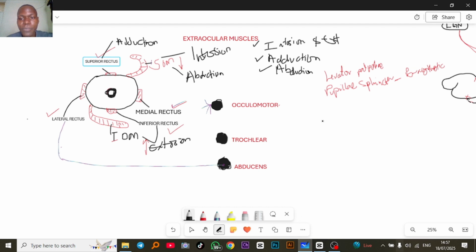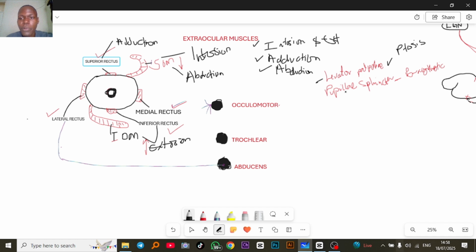In addition, I talked about the levator palpebrae. This one is supposed to elevate this covering of the eye. So in case of loss of innervation to this muscle, we shall have our eyelid closing the eye, which condition is known as ptosis. You will come across it, ptosis.